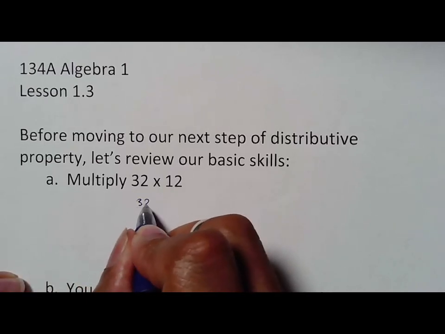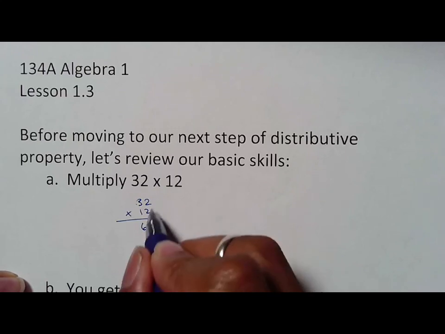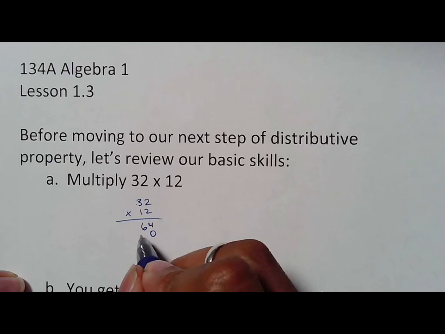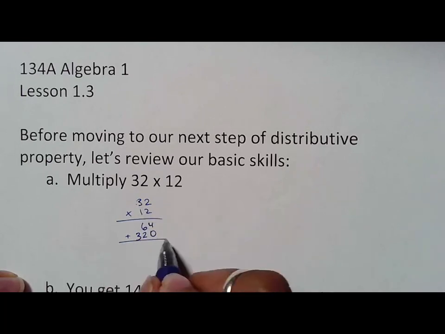But either way, 32 times 12. Remember, the first thing you do is freeze on the 2. So 2 times 2 being 4, 2 times 3 being 6. Once you're finished with the 2, bring down 0. Now we go to the 1. 1 times 2 is 2. 1 times 3 is 3. And then you add those 2 rows up.